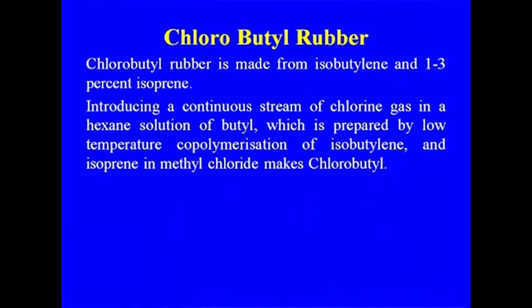Chlorobutyl rubber. So, here chlorobutyl rubber is made from the isoprene and isobutylene, introducing a continuous stream of chlorine gas in hexane, because along with this isobutylene and isoprene, chlorine is what we are using. The chlorine gas is introduced into a hexane solution of butyl, which is prepared by low temperature copolymerization of the isobutylene and isoprene. Methyl chloride makes the chlorobutyl. So, this is the process we are using for making of the chlorobutyl rubber.